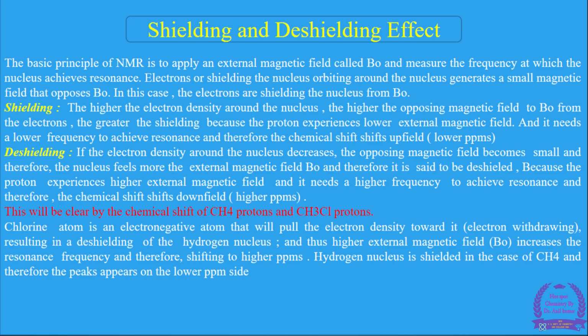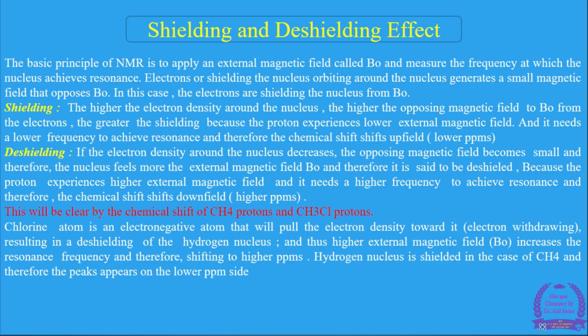And what do you mean by deshielding? If the electron density around the nucleus decreases, the opposing magnetic field becomes small, and therefore the nucleus feels more the external magnetic field B0, and therefore it is said to be deshielded. Because the proton experiences higher external magnetic field and it needs a higher frequency to achieve resonance, and therefore the chemical shifts downfield, that is towards the higher ppm.